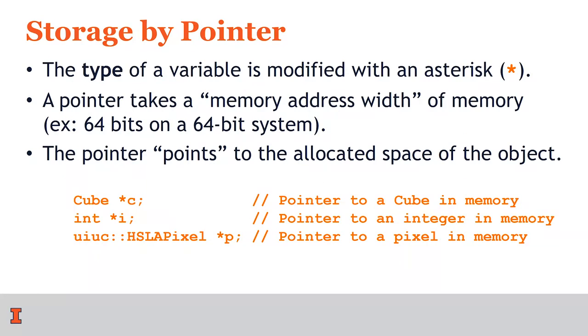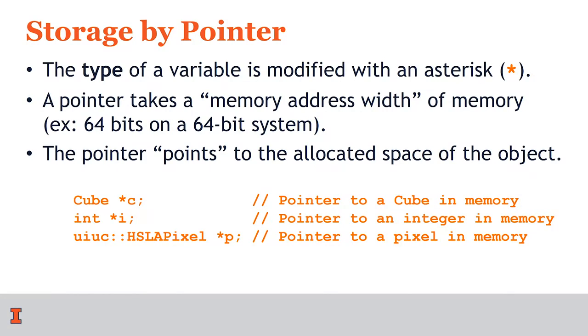You've also seen us storing things by pointer. We introduced the idea of a pointer when we started talking about heap and memory. And the type of a pointer is the type of the object modified with the asterisk. A pointer takes on the memory value of another piece of data. And the exact length of that memory address is going to be the memory address width of the system. So for example, I'm on a 64-bit machine, and on a 64-bit machine, the memory address is 64-bit long. And as we learned with heap memory, a pointer simply points to the memory allocated for the object.